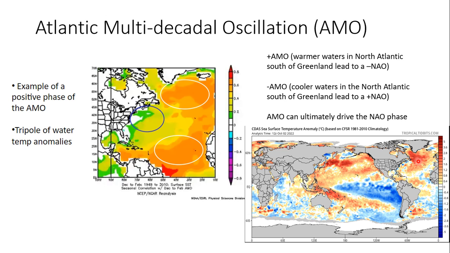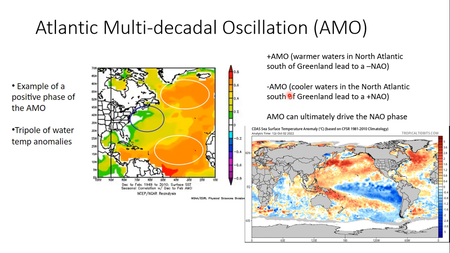So when you get a positive AMO, what does that mean? That means you have warmer waters in the North Atlantic, south of Greenland. And guess what? A positive AMO generally leads to a tendency for a more negative North Atlantic oscillation, NAO, in the winter season. And I'm going to get to the NAO here in a moment. Very important oscillation we need to talk about.